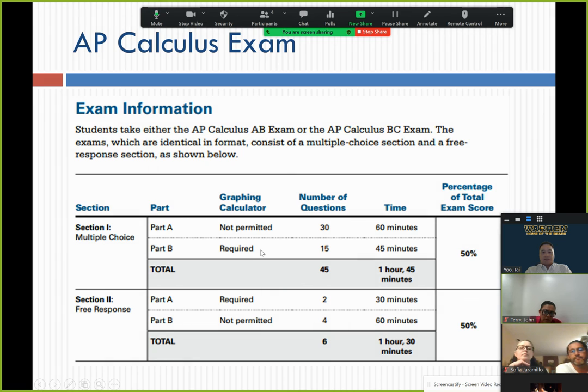Your AP exam is divided into four parts. The first part is no calculator, 60 minutes, 30 questions, multiple choice. Part B is calculator, multiple choice. I'm sorry, this is no calculator, not permitted, and this is a calculator. I have it right here, and I can't even read it. Then the second part, section 2, is free response. This is a calculator portion. You have 2 questions in 30 minutes. And then this is no calculator, 4 questions in 60 minutes. So out of 4 parts, 2 parts will be calculator portions. So it's really important for them to have the graphing calculator.